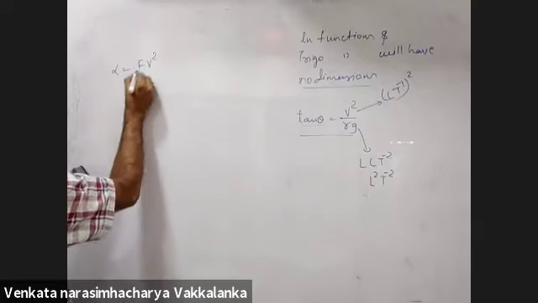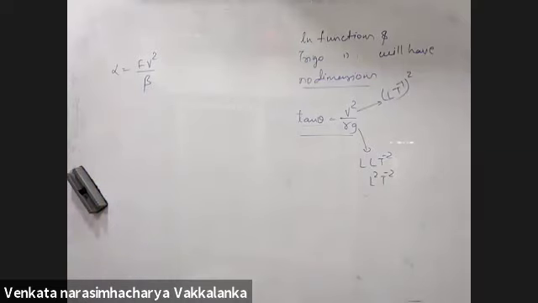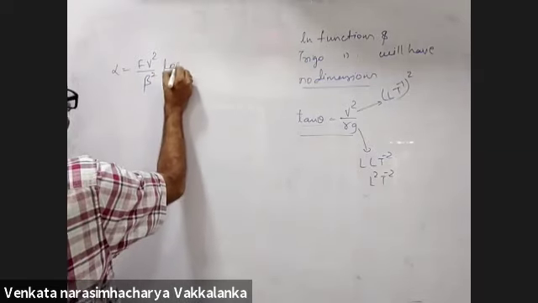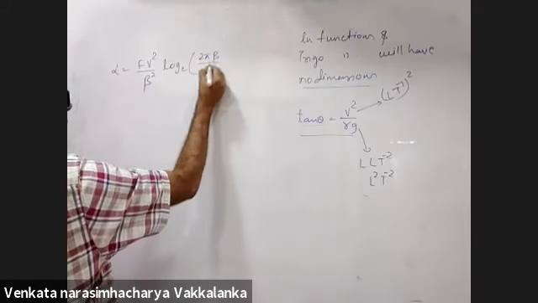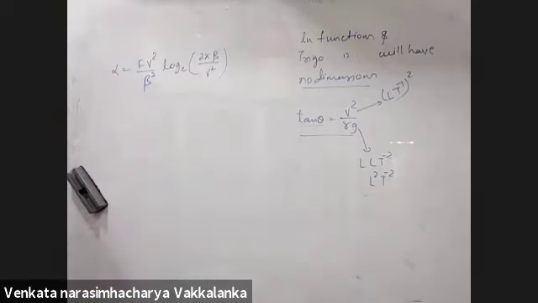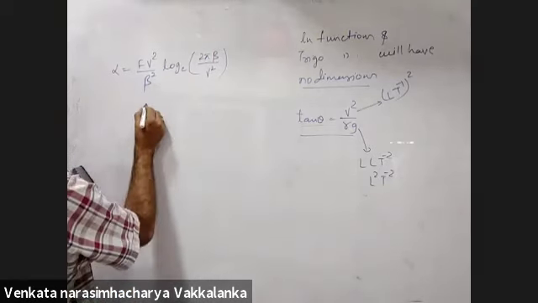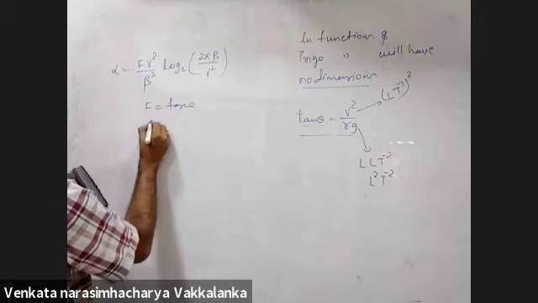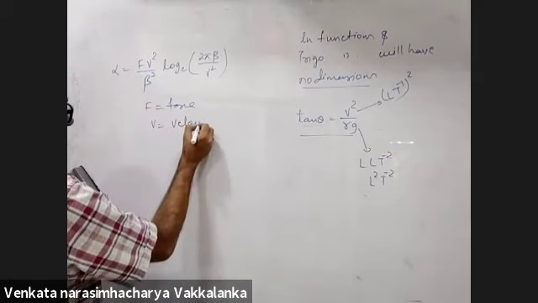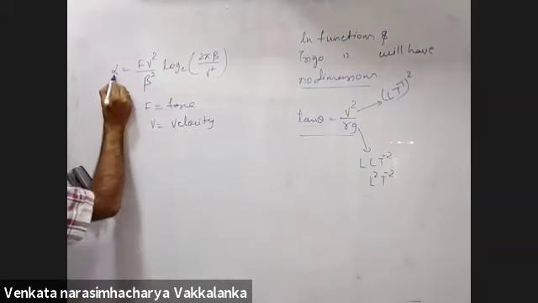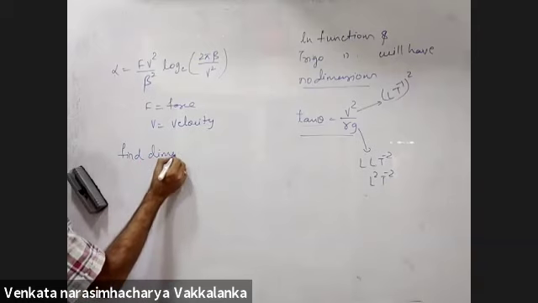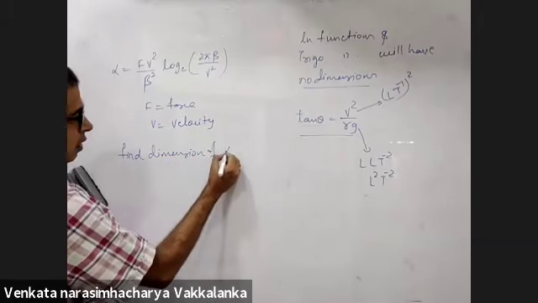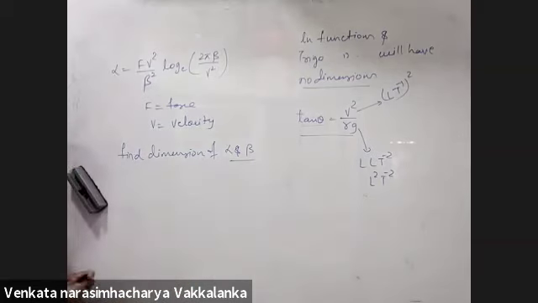Alpha is equal to f v square by beta square, log to the base e, 2 pi beta by v square, where f stands for force, v stands for velocity. Find the dimensional formula of alpha and beta. Find dimensions of alpha and beta. Will you try? Yes, sir.